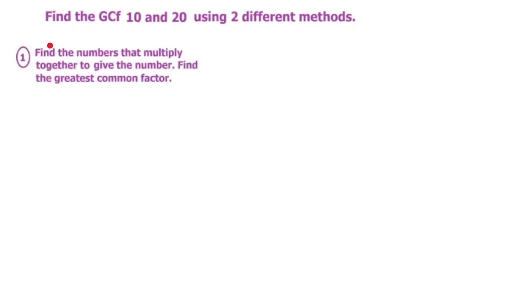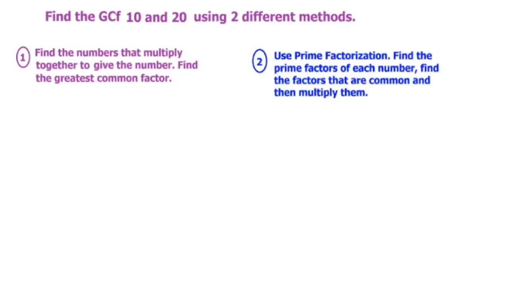So first, find the numbers that multiply together to give the number. And then you find the greatest common factor. So that's the first method. Then the second method, we're going to use prime factorization. For this one, find the prime factors of each number, find the factors that are common, and then multiply them. Okay, so let's start with 10 using the first method, finding all the factors.